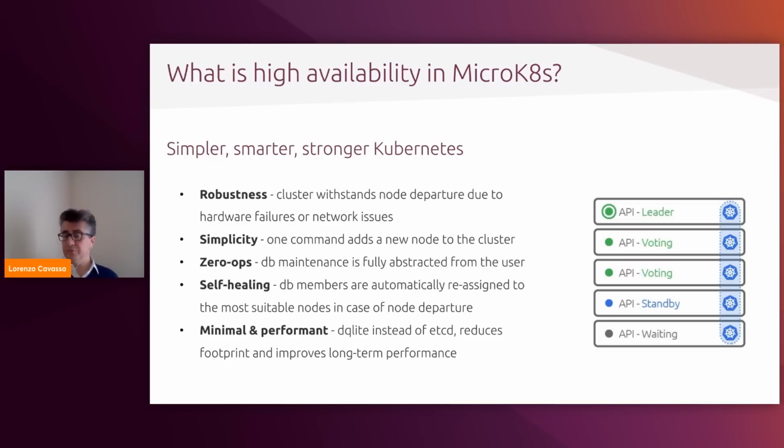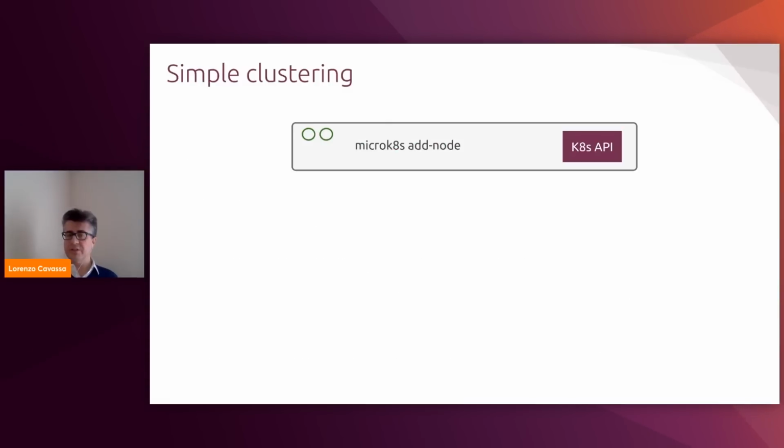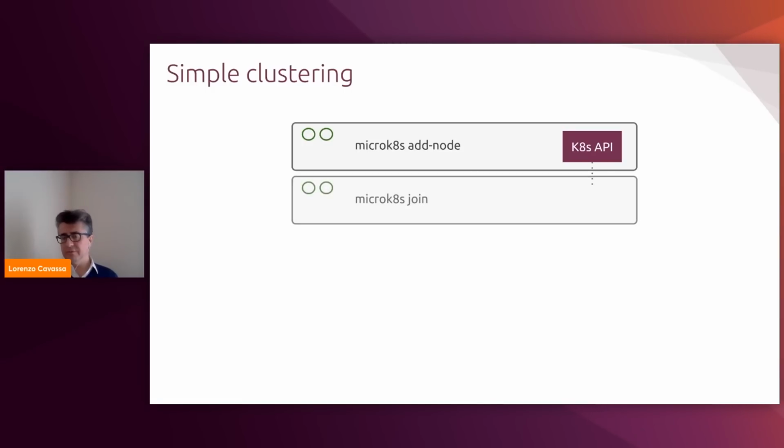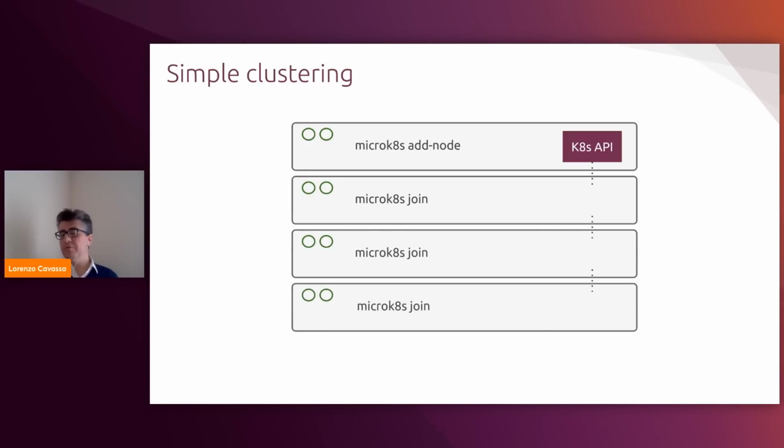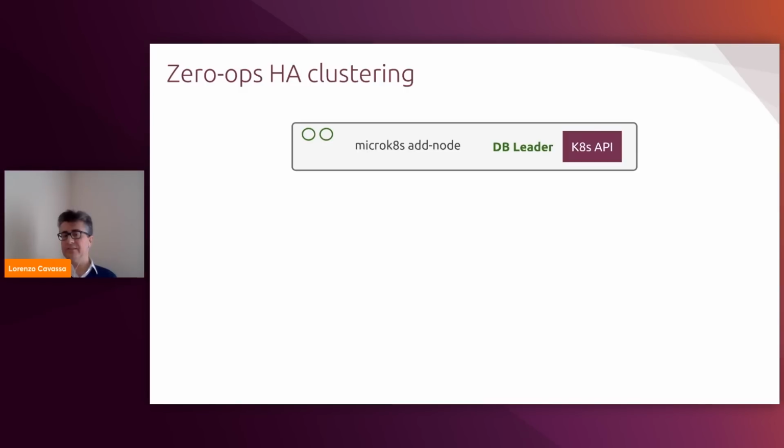It reduces the footprint and improves the long-term performance of such an installation. For example, simple clustering: we have the first installation of MicroK8s standalone. We can add a node, and then we can run a MicroK8s join command on each node you want to join to the cluster in order to create a real cluster.